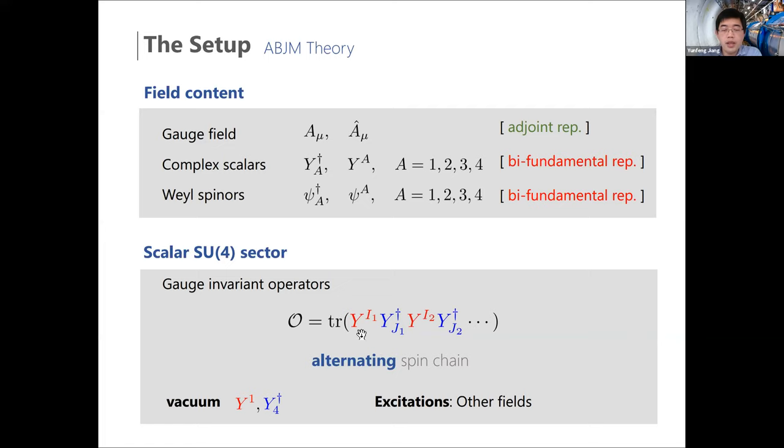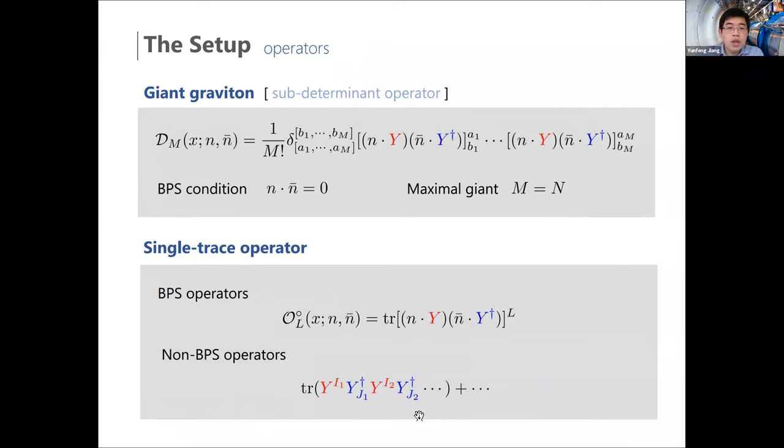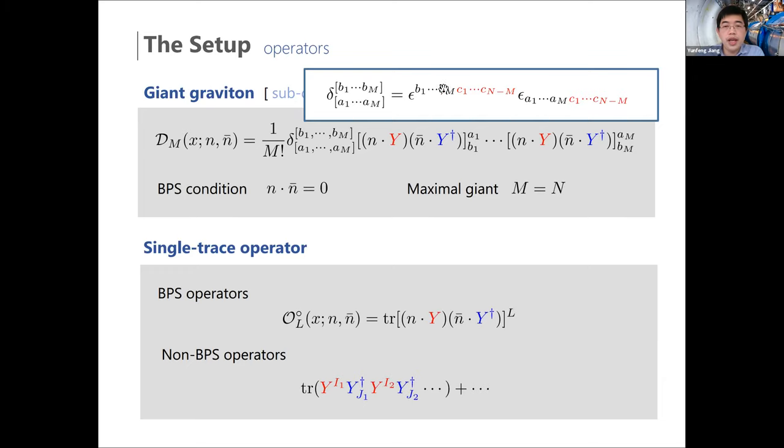In the spin chain language, it's important to distinguish the vacuum and the excitations. As a convention, we take the vacuum at each odd site as Y1, and each even site as Y4 dagger. We will be interested in two kinds of operators. The first one is the giant graviton. These are sub-determinant operators, and they are constructed like this. Again, we have this pair, Y and Y dagger, and we also have this four-vector N and N bar, which we use to contract the four scalars. Then we have M of these pairs. Here this delta symbol means that we take two epsilon symbols and we contract M minus m indices. So this is a sub-determinant operator.